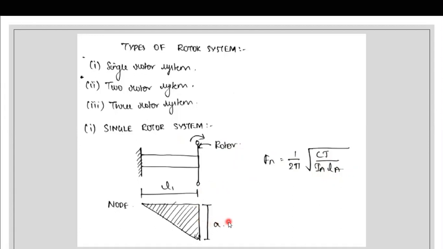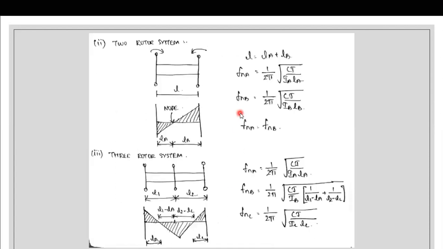Just have a mark that the maximum twisting will be happening at the side of the rotor, and it can be represented as A, and this A will be representing amplitude, maximum amplitude. So next we will be seeing two rotor and three rotor system.